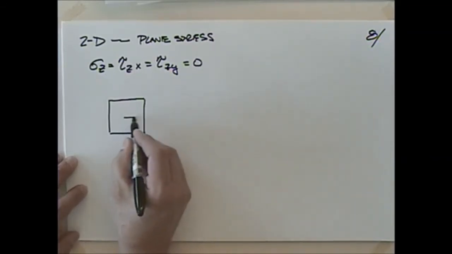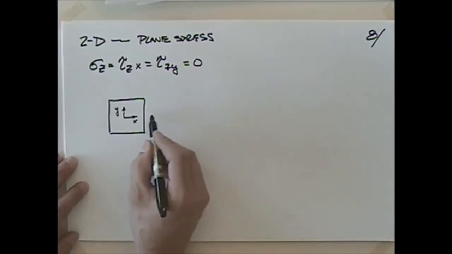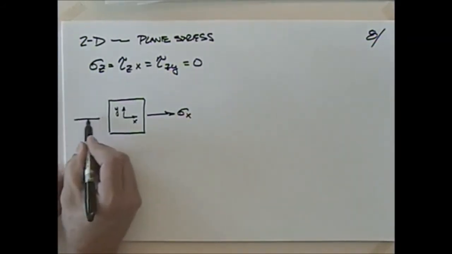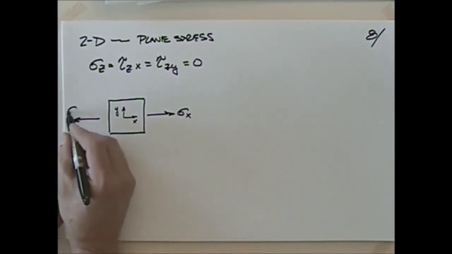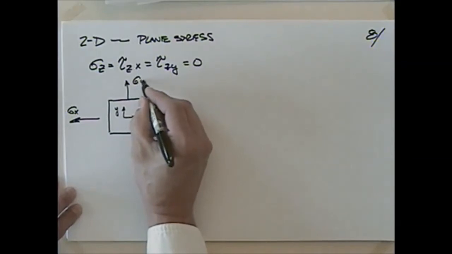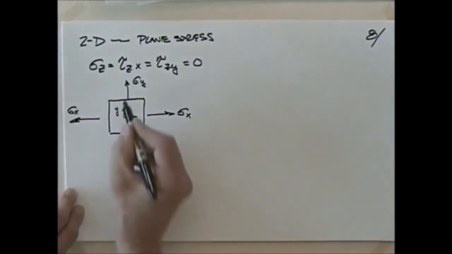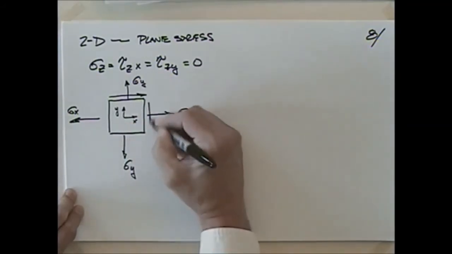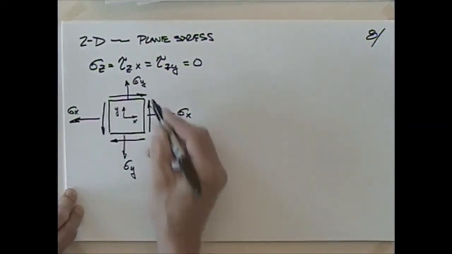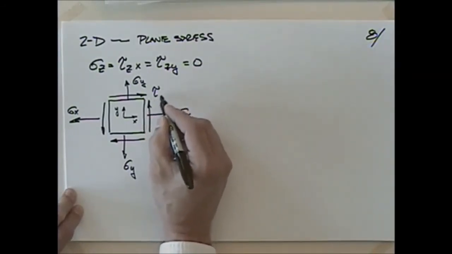And I'm going to say that I have my x direction here and my y direction here. So I'll put sigma x, and now it's a little easier to see that there is indeed going to be one this way. That will also be sigma x. And I could say that I have sigma y and sigma y. And then I need to talk about these shear stresses. And since they're the same, all those arrows are the same value, I'm just going to call that tau xy.